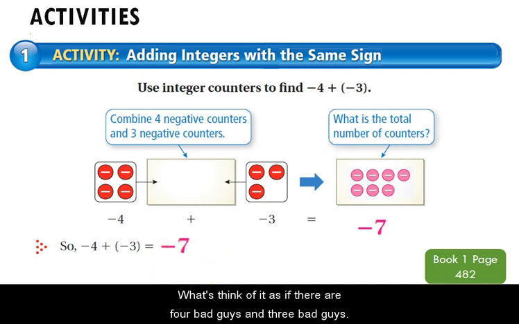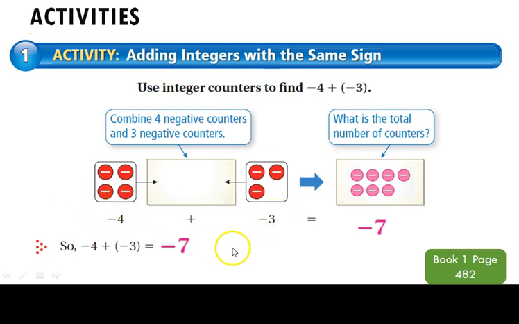Let's think of it as if there are 4 bad guys and 3 bad guys, I'll end up with more bad guys, correct? Yes, absolutely.